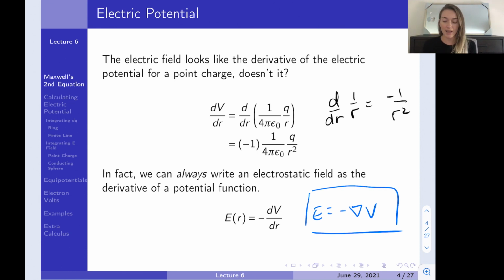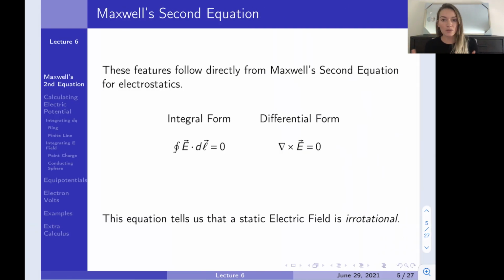So now we can get to Maxwell's second equation. Maxwell's second equation is basically just what we did yesterday when we said that the electrostatic force is a conservative force. So this is Maxwell's second equation in integral form. It just says that the integral of the electric field over some closed loop will give you 0.